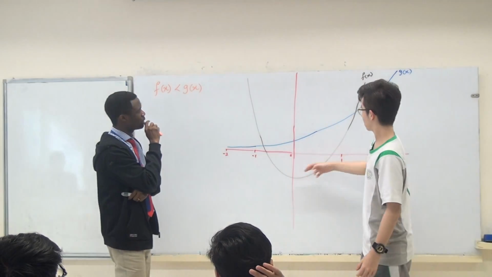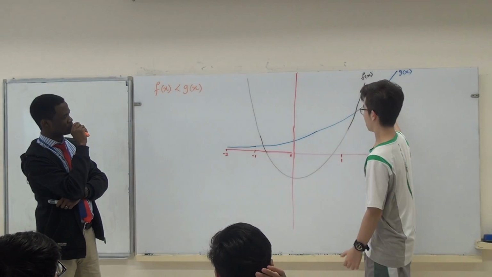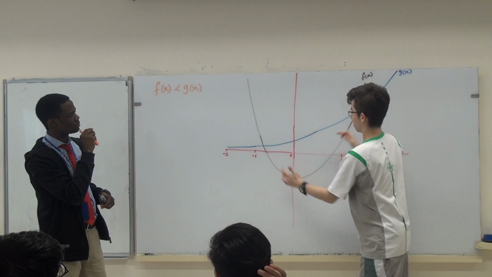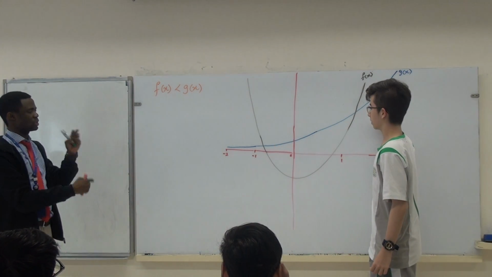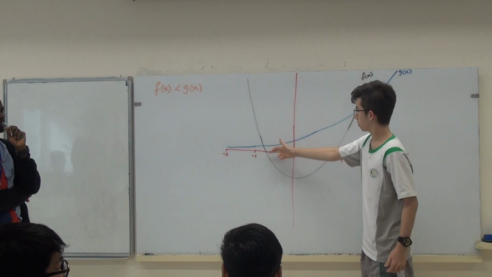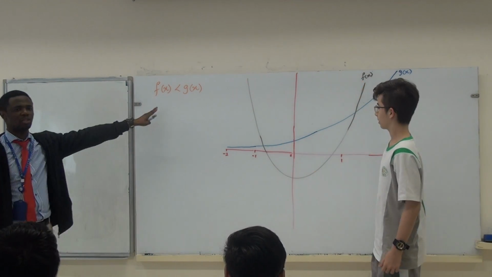This is an f(x). This is a g. This distance is where f(x) is smaller than g. What do you mean by this distance? Oh. The curve goes below g. Exactly. That's what it means.